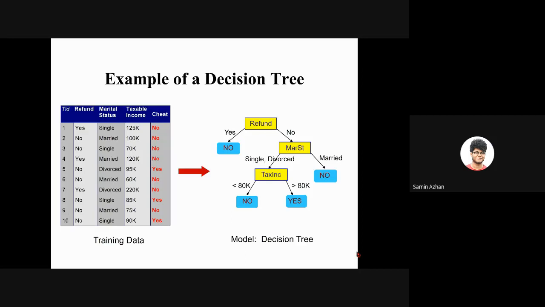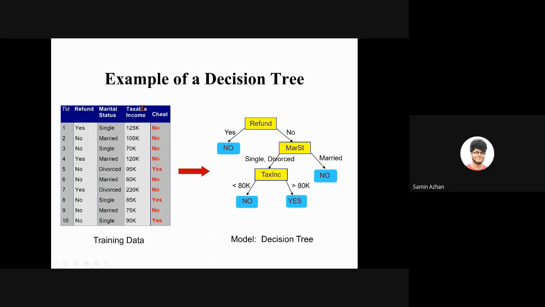Okay, back to the slide. Let's try to understand what's going on here. Based on this data, a decision tree like this was made. Let's look at the data and try to make sense of the decision tree. It says if the refund is yes, okay. I think this training data is basically of people who cheated or not.